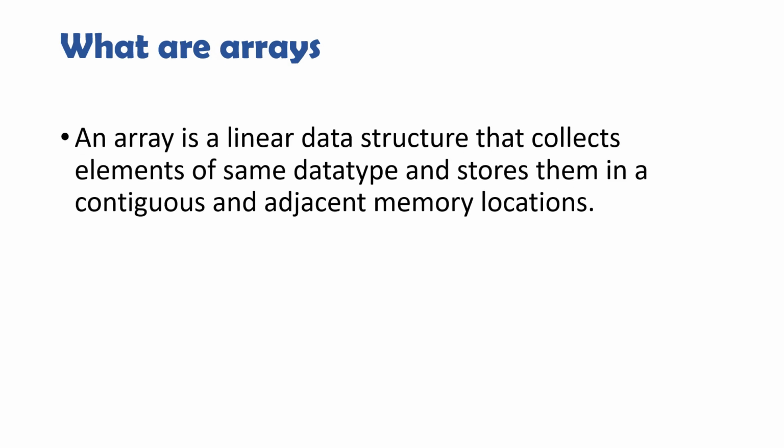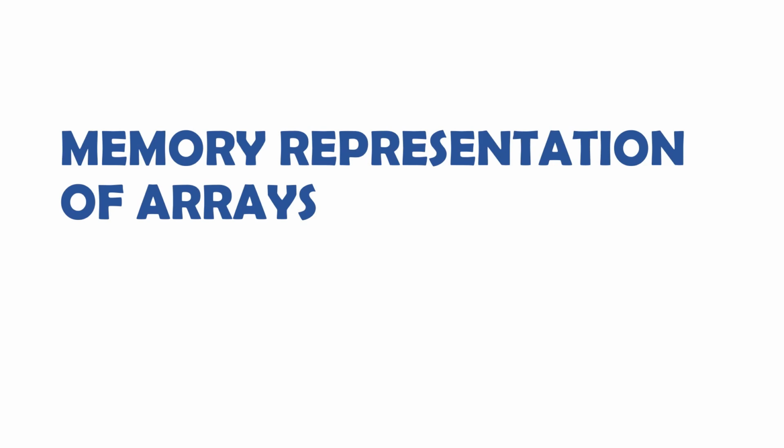Now we will understand what exactly arrays are. So basically an array is a linear data structure that collects elements of the same data type and stores them in contiguous and adjacent memory locations. When you declare an array, the variables will be stored one beside the other, that is, adjacent to each other in a sequential order. Memory representation of arrays.